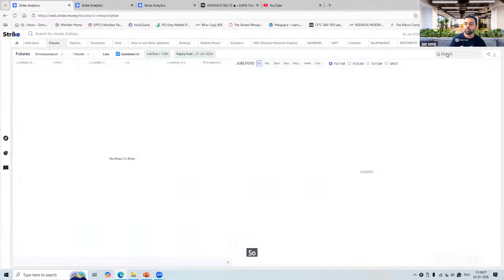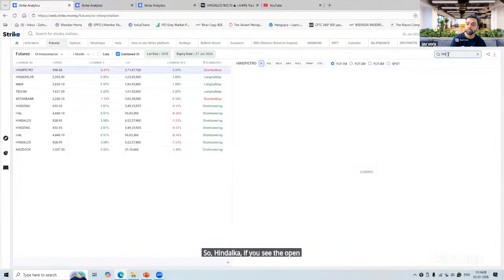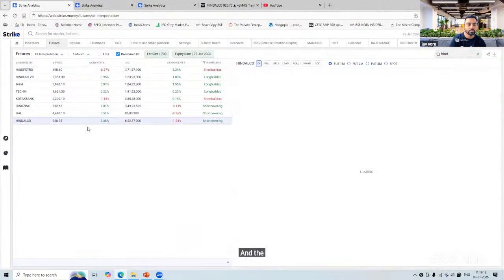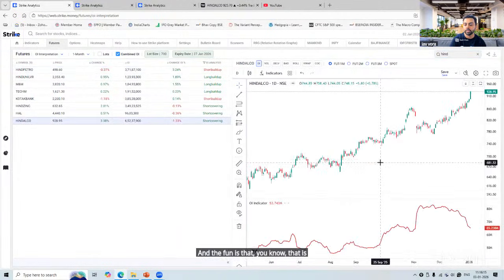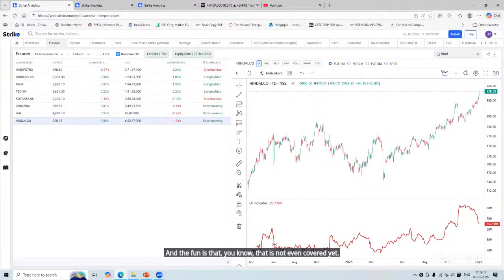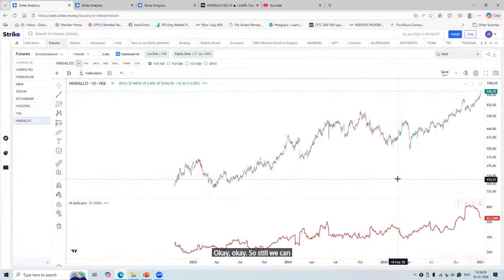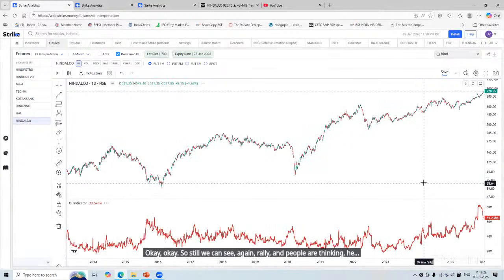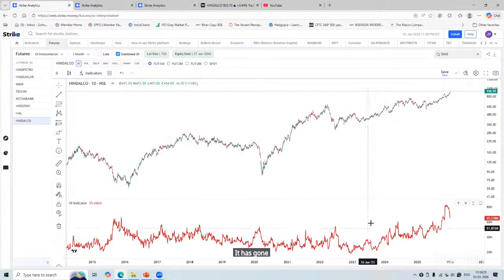So Hindalco, if you see the open interest, there was a huge short that had happened. And the fun is that, that is not even covered yet. Okay. So still we can see a again rally, and people are thinking ki, it has gone to a very good level, but still we can hope from here.